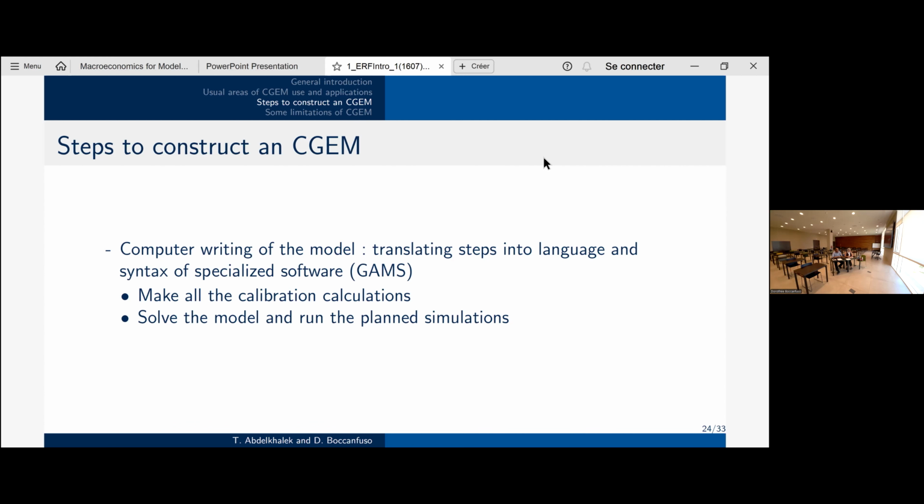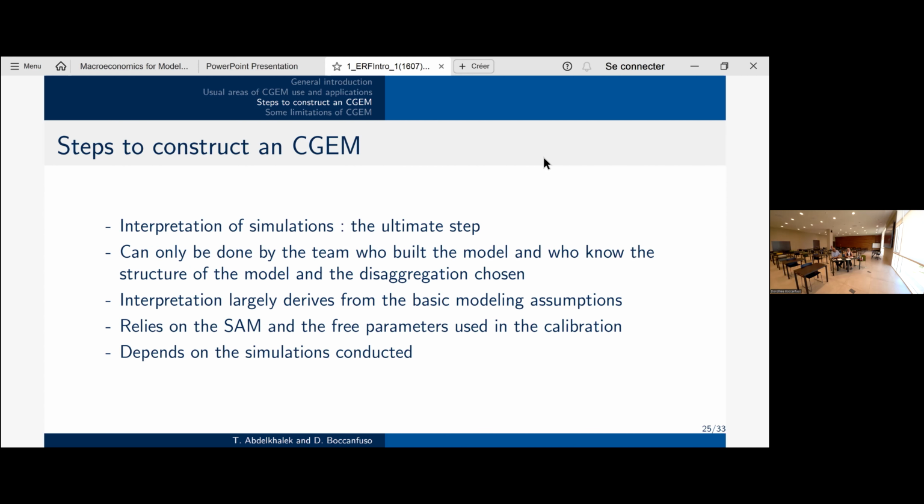These are the steps. We take all that we have done before and put it in numerical form in our software. When we simulate, we have to write a report for the decision maker. We have to write a story.